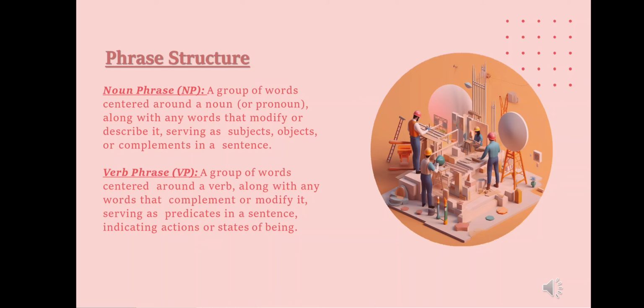Moving to verb phrases, these phrases include the main verb and any auxiliary verbs or complements that accompany it. For instance, in the sentence, she is reading a book, is reading is the verb phrase completed by the noun book. So a verb phrase is a group of words centered around a verb along with any words that complement or modify it, serving as predicates in a sentence indicating actions or states of being.